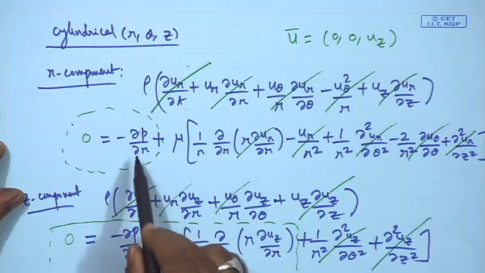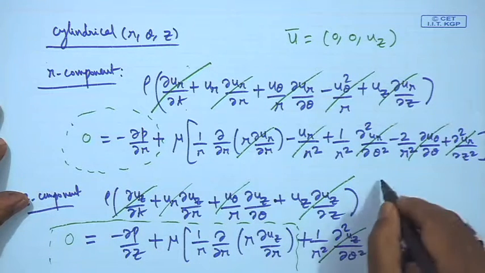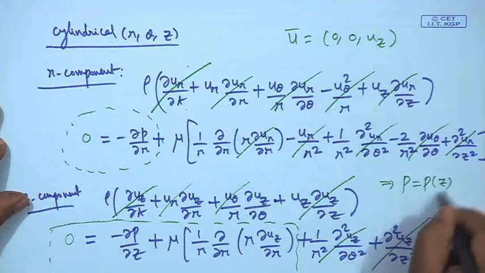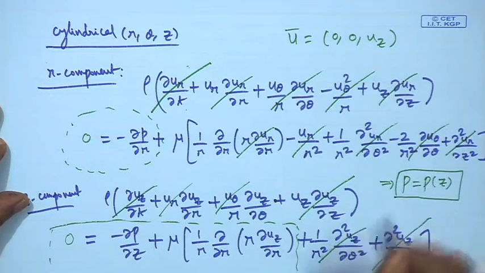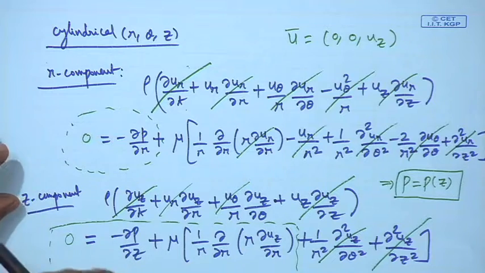And we have dou p dou r 0 and dou p dou theta 0. So, the immediate inference is that P is a function of z only. Now the issue is we have dou p dou z.